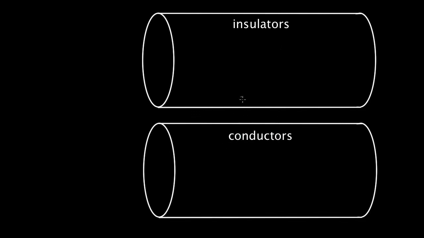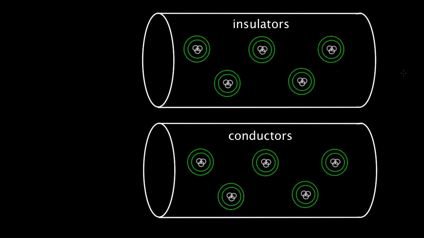And before I talk about the differences between these, here I have two solid cylinders of either an insulating material or a conducting material. Before I talk about the differences, one similarity is that both insulators and conductors are composed of a huge number of atoms and molecules. And these atoms and molecules, whether it be insulator or conductor, are composed of a positively charged nucleus and a negatively charged swarm of electrons that surround that nucleus.